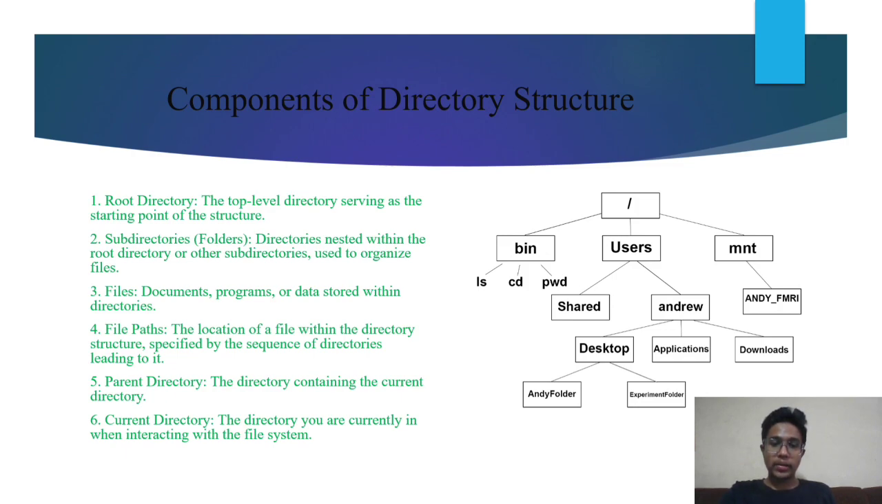The root directory is the top level directory serving as the starting point of the structure. Subdirectories are directories nested within the root directory or other subdirectories, used to organize files. Files are documents, folders, or data stored within the directories. The file path is the location of the file within the directory structure, specified by a sequence of directories leading to it. The parent directory is the directory containing the current directory, and the current directory is the directory you are currently in when interacting with the file system.